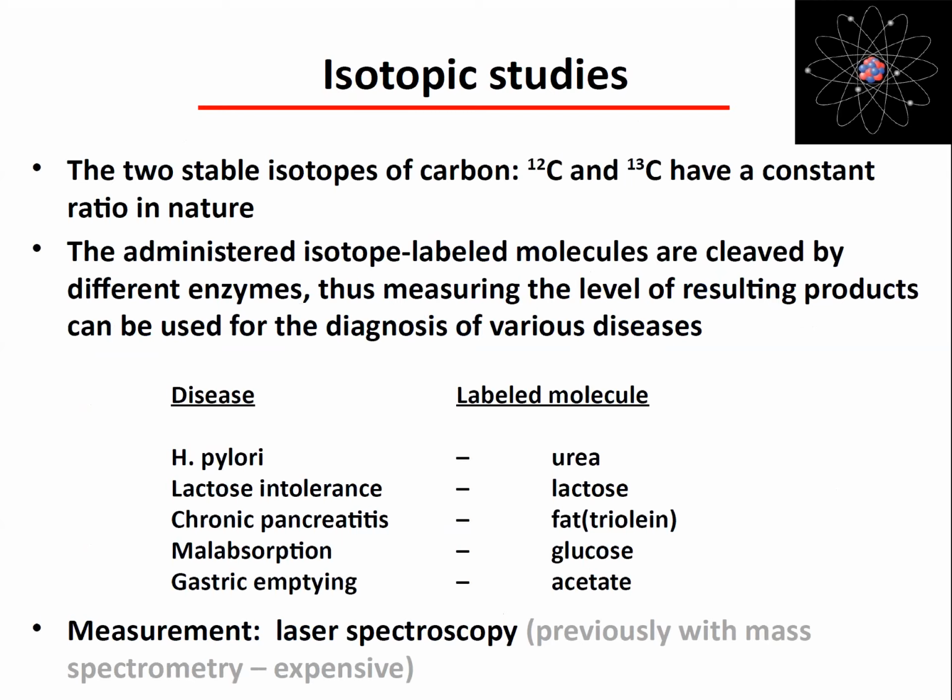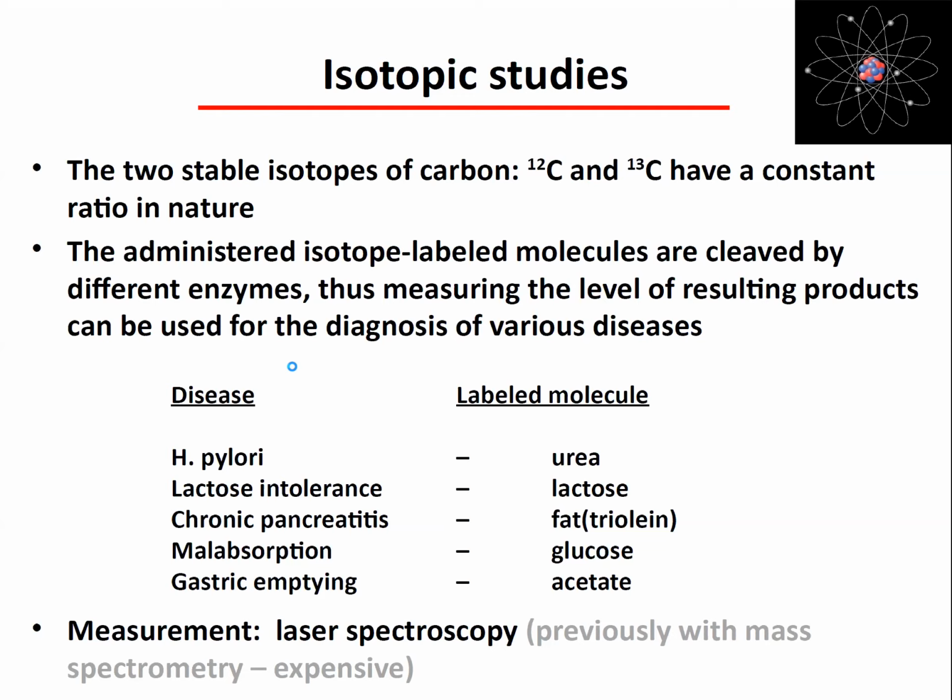Now, isotope studies are not very widely used methods, but we usually use the stable isotope of carbon, and we are measuring the C13 isotope. I already mentioned it in the urea test when we use the C13 urea. And this is very good because today we can measure with laser spectroscopy, and by giving specific substrates such as urea, lactose, fat, glucose, acetate with this C13, we can detect which disease is associated with which problem.